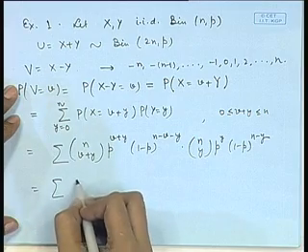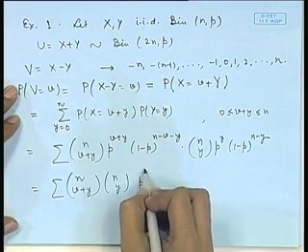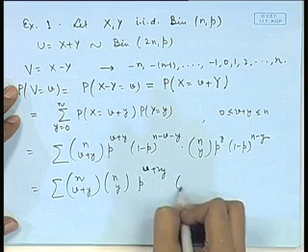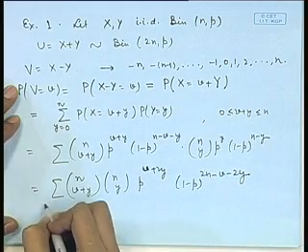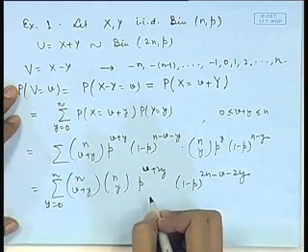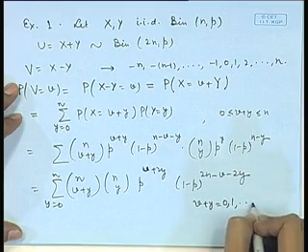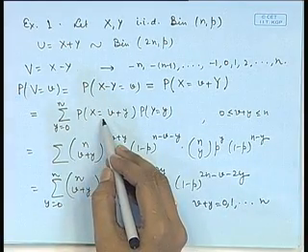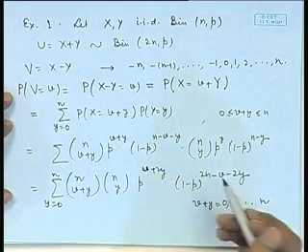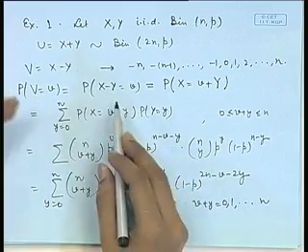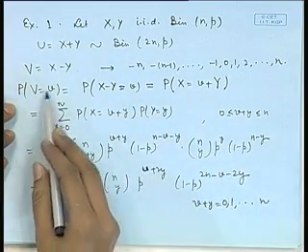So, this is equal to the sum of nC(v+y) nCy p^(v+2y) (1-p)^(2n-v-2y), where y is equal to 0 to n, subject to the condition that v plus y is also taking values 0, 1 to n, because v plus y denotes the value of the random variable x here. So this shows that in the case of discrete random variables, directly the probability mass function can be used to determine the distribution of a function.